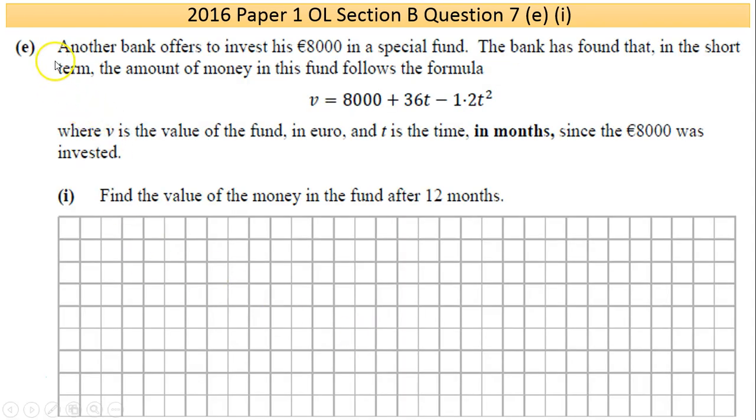Now part E, part 1. Again, more text, apologize. Another bank offers to invest his 8,000 in a special fund. The bank has found that in the short term, the money in this fund follows this formula. Now, this is an example of mathematical modeling, where the bank is using its data about the market and then global interest rates to work out something that could describe the future.